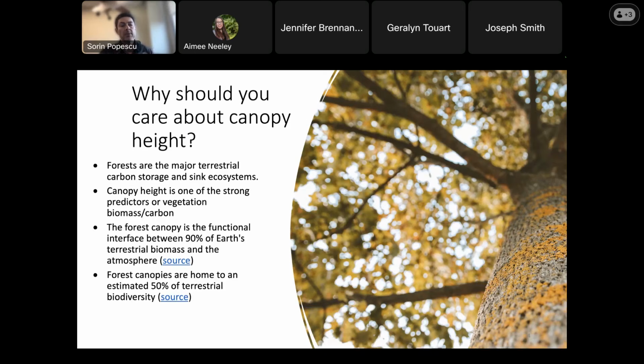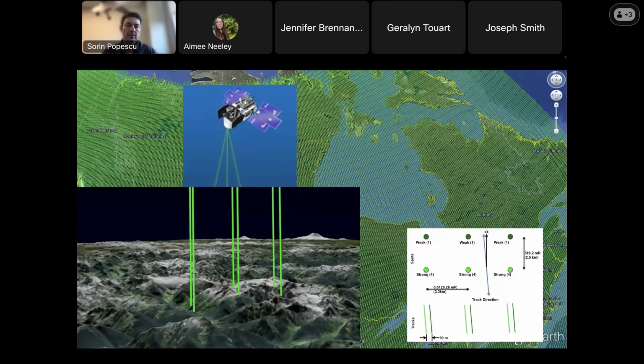And the forest canopy is the functional interface between 90% of Earth's terrestrial biomass and the atmosphere. And also, if you care about forest canopies, probably you would care about fuzzy worm creatures, since an estimated 50% of terrestrial biodiversity has found home actually in forest canopies. And lastly, ATL08 has consistently been one of the most downloaded ICESat-2 data products. So lots of reasons to use ICESat-2 to study vegetation and its properties.